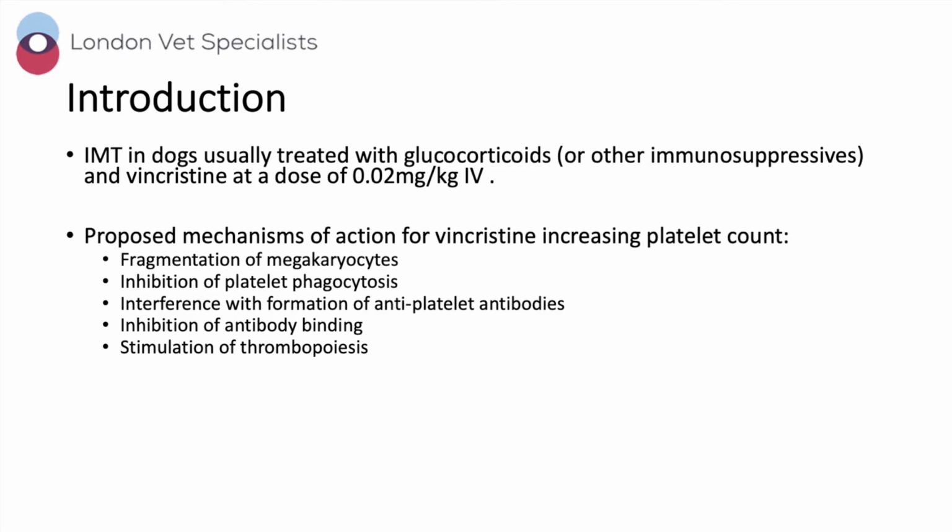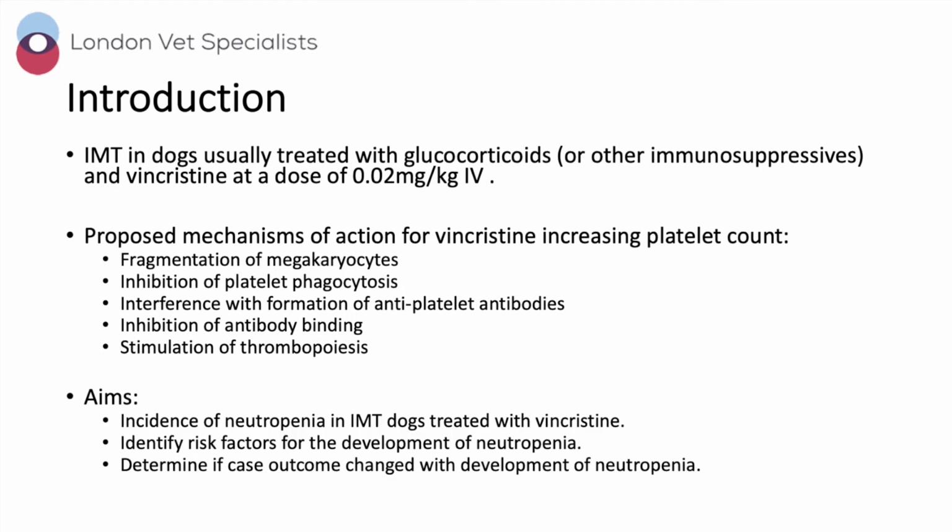So the proposed mechanisms of action for vincristine in increasing platelet counts are listed below, although we don't 100% know which of these has most effect, but it's hypothesized that it causes fragmentation of megakaryocytes, an inhibition of platelet phagocytosis, and an inhibition of antibody binding, as well as stimulation of thrombopoiesis. And the aims of this study were to assess the incidence of neutropenia in IMTP dogs treated with vincristine, and identify any other risk factors in these dogs for the development of neutropenia, as well as determine if the case outcome changed with the development of neutropenia.